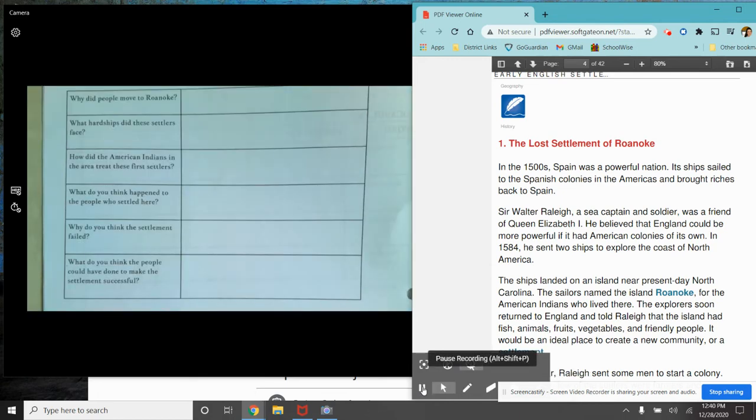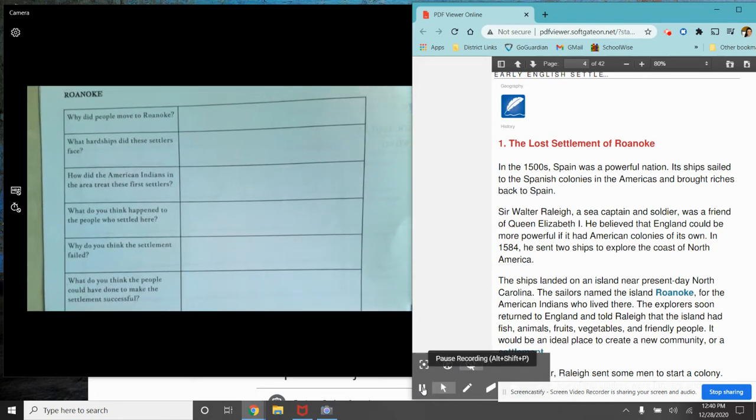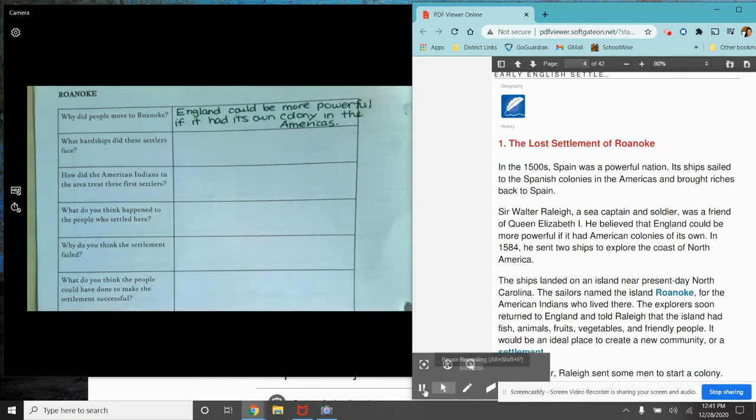All right, so Roanoke, our first question. Why did people move to Roanoke? So it said here, Sir Walter Raleigh, a sea captain and soldier, was a friend of Queen Elizabeth I. He believed that England could be more powerful if it had a colony of its own in North America. So the main reason people moved to Roanoke was so England could be more powerful and it could have a colony of its own in America.